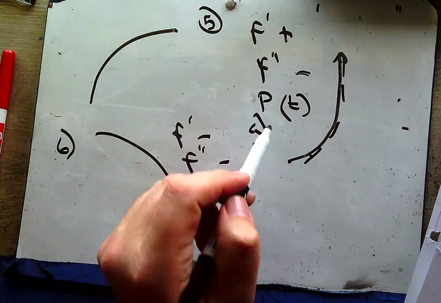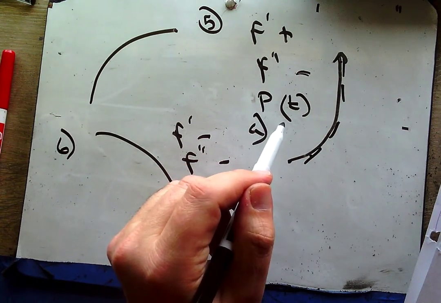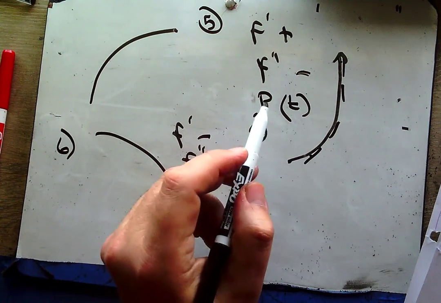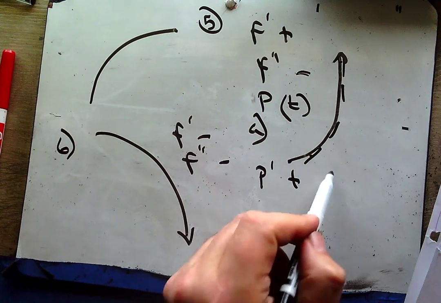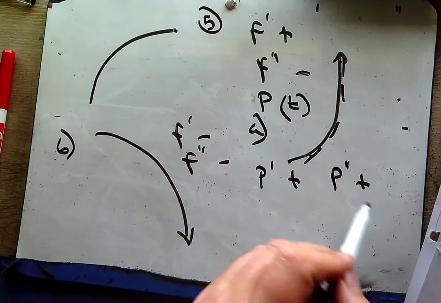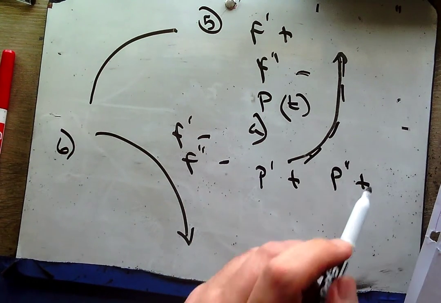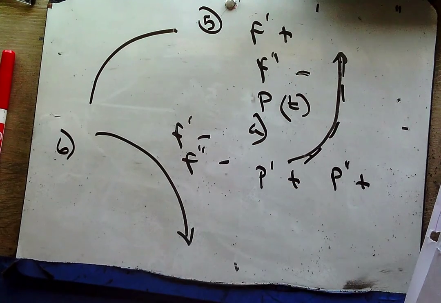So to answer the question they ask us, what do we know about the signs of the first and second derivative? P prime is positive, the stock price is going up. P double prime is positive, the stock price is going up faster and faster.